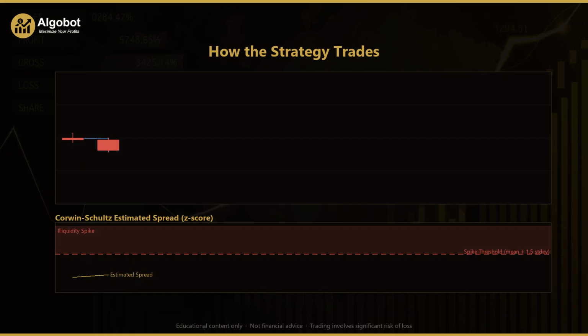On the price panel, you can see the blue EMA baseline, which represents fair value that price tends to gravitate back toward. In the subpanel below, the gold line is the Corwin-Schultz estimated spread, plotted as a z-score. The dashed red line is the spike threshold, sitting at the mean plus 1.5 standard deviations. Whenever the gold line climbs into the shaded illiquidity spike zone above that threshold, the strategy is on alert.